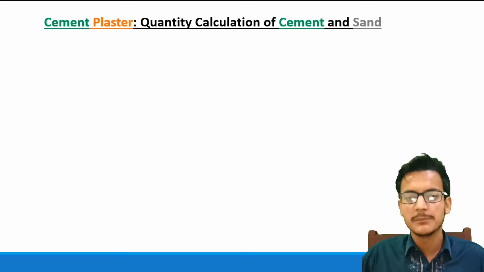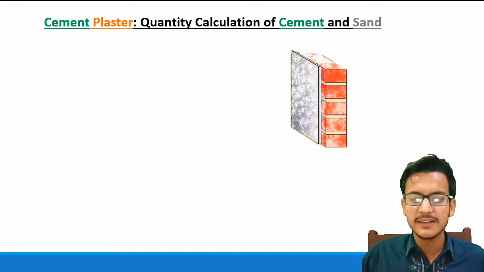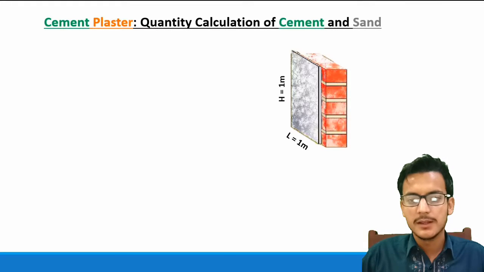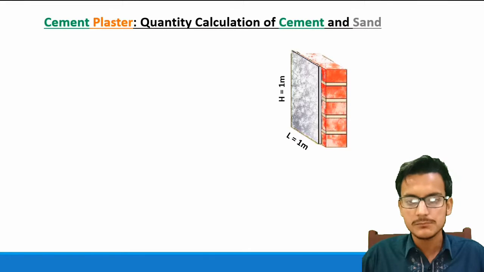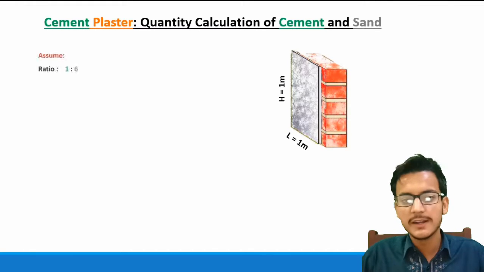So let's get started. First of all, you can see that there is a shape of wall with cement plaster, in which the length of the cement plaster is 1 meter and the height of the cement plaster is also 1 meter. So now we start here.